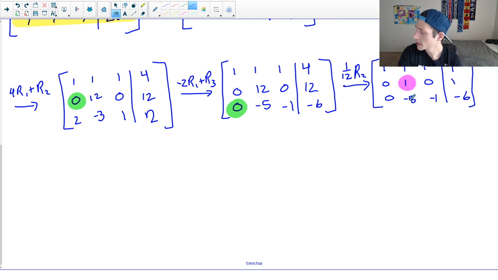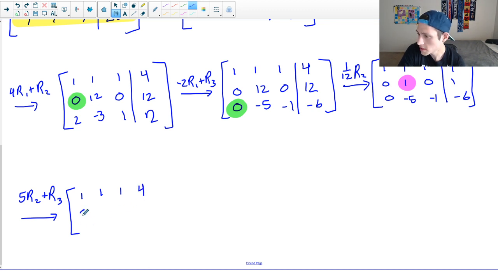So what added to -5 makes 0? Well, +5. So let's use 5 times this +1 added to this. So 5 times row 2 plus row 3. Row 1 stays the same, 1, 1, 1, 4. Row 2 stays the same, 0, 1, 0, 1. Row 3 will change, so 5 times 0 is 0, 0 plus 0 is 0. Great.